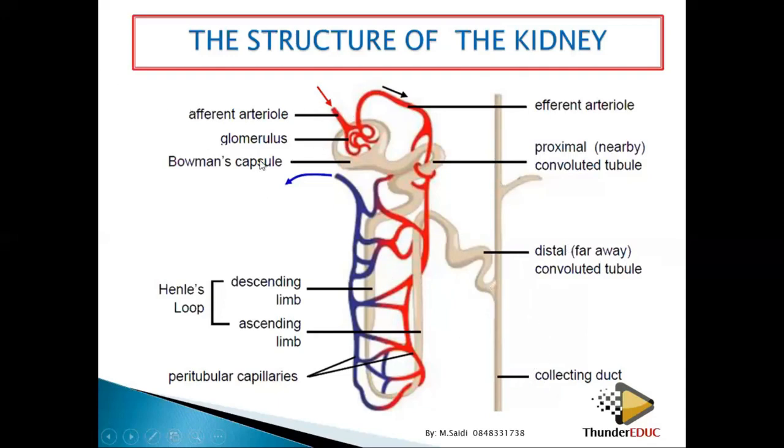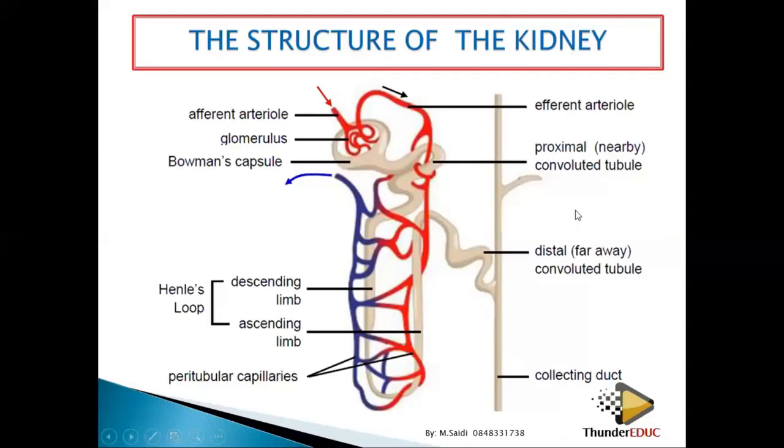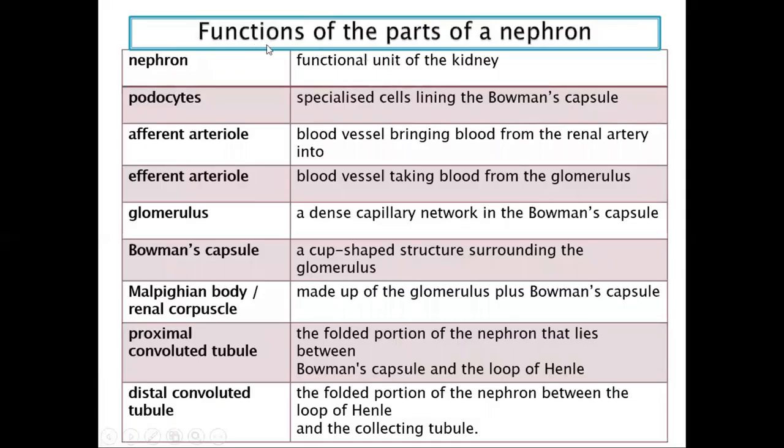So basically, this is the structure of the kidney. You need to know these parts. At least you need to know how to label it. So what are some of the functions of the parts of this nephron? Number one, the nephron is the functional unit of the kidney.